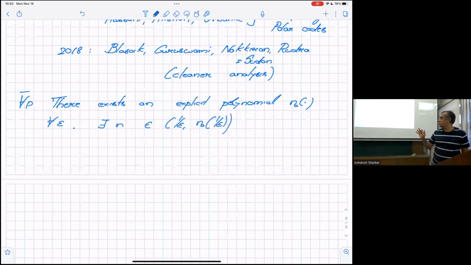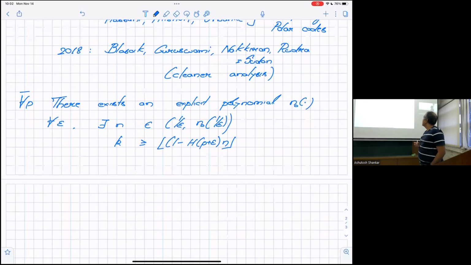N is not too large. N is polynomially related to epsilon. K is greater than or equal to (1 minus H(p) minus epsilon) n that we want. Since 1 minus H(p) is epsilon close to k. Is that right? Yeah.